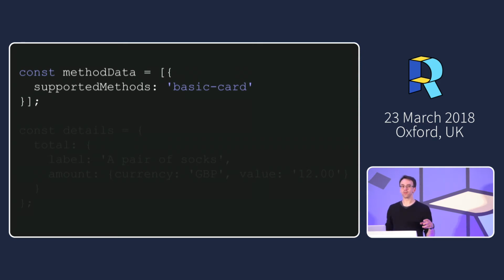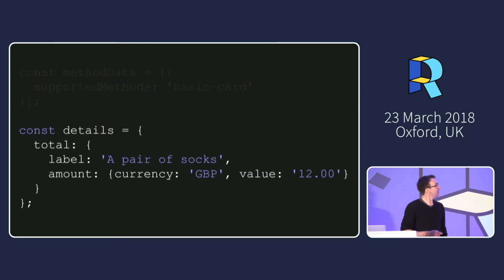Then to use it, first we define the payment methods that we wish to accept. And in this case, we're saying basic card. That's a standard string that identifies the kind of things that you'll find in your wallet, debit and credit cards. You can also restrict it by card network too, like Visa and MasterCard if you want to. And then the payment details, what the user is actually paying for. So here you can define the total and optionally line items as well, and you can define the amount and the currency.